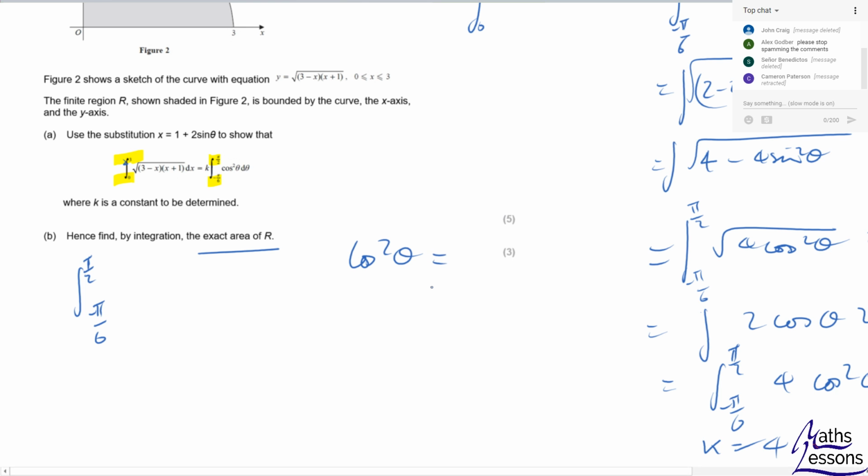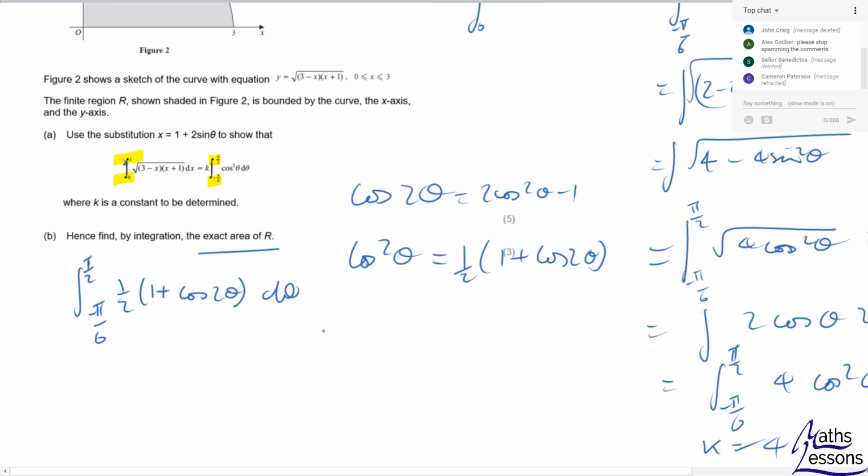Now, for cos squared theta, if you can't remember it, you probably can remember cos 2 theta equals cos squared theta minus sine squared theta using the addition formula, or you can get the addition formula off the formula sheet and work that out anyway. So you'll know that 2 cos squared theta minus 1 equals cos 2 theta. So cos squared theta will equal a half of 1 plus cos 2 theta. And so we put that in, so we get a half of 1 plus cos 2 theta d theta.